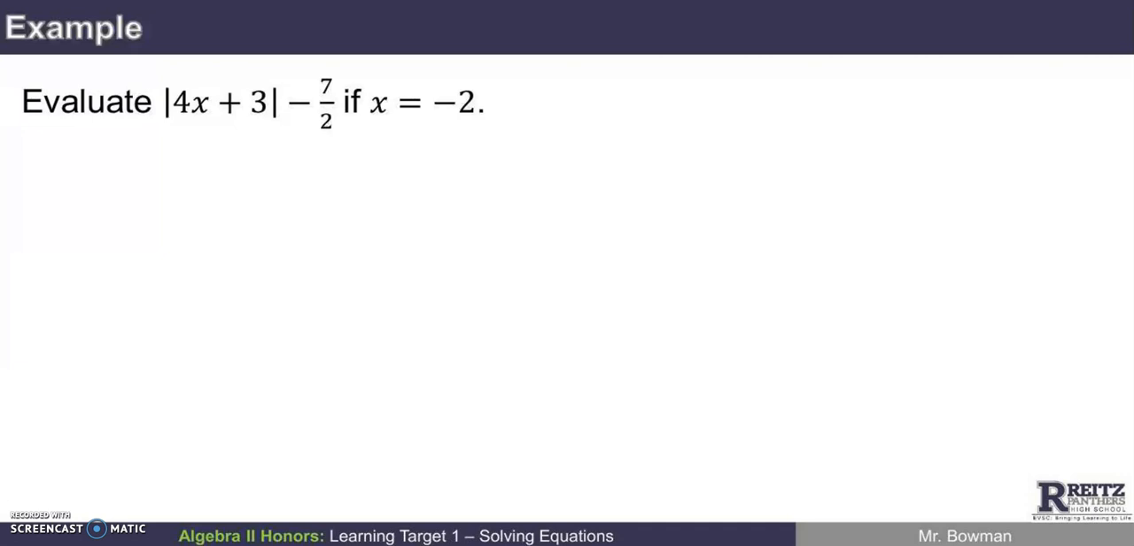Alright, let's do another one together. This one says evaluate the expression absolute value of 4x plus 3 minus 7 halves if x equals negative 2. I know exactly what to do. I need to replace x with negative 2.